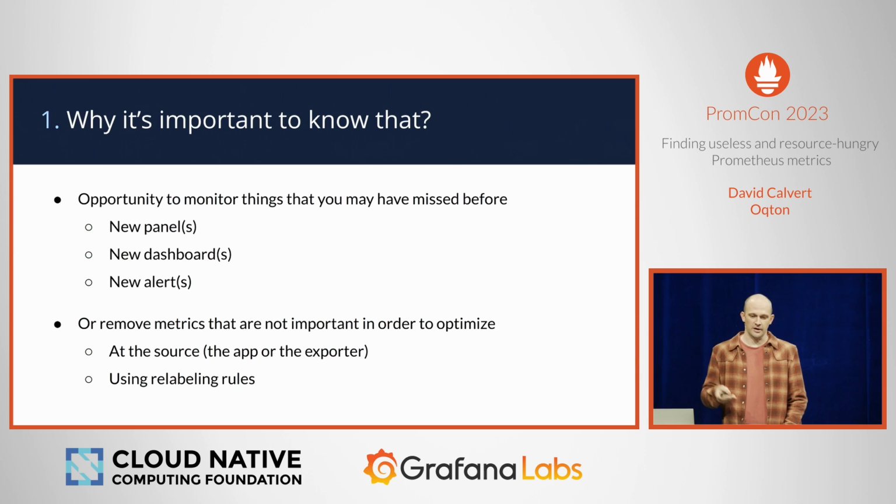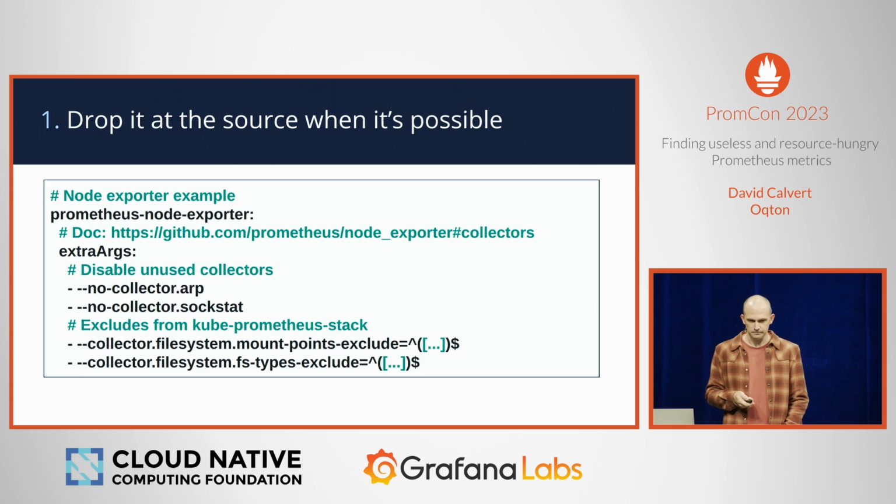You can either remove it at the source, so configure your application or your exporter to not send it to Prometheus in the first place. Or, if you can't do that, you can use relabeling. It's always best to do it as close as possible to the source, because you will not get a network penalty, all of that.